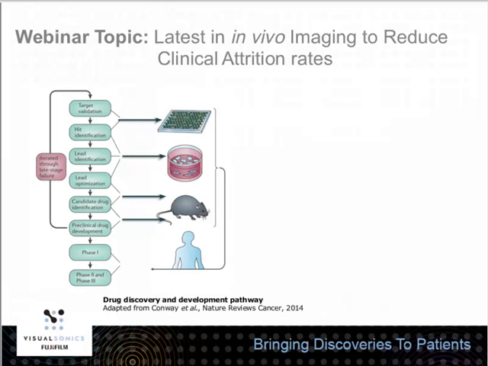The topic, the latest in vivo imaging to reduce clinical attrition rates, is very important, particularly when you focus on drug development in the oncology field. But it's not limited only to that field. For your perusal, I have provided you with a pathway from a Nature Reviews publication last year. This just illustrates the discovery and development pathway that is so elaborate in bringing drugs to market.